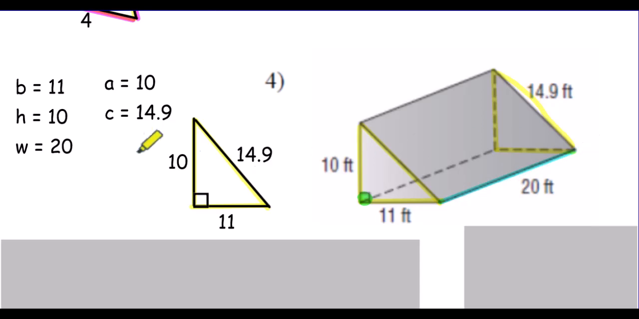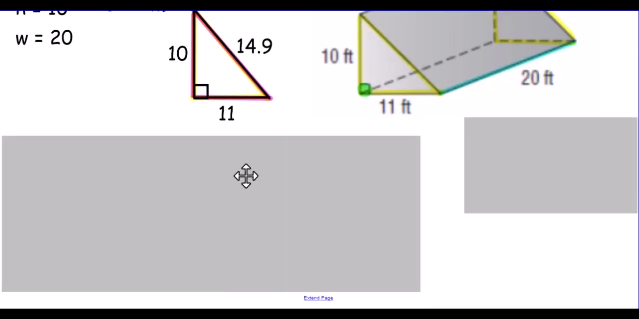Now, identifying A, B, and C, I'm going to use purple or pink here. I've already used B to be 11, so A and C have to be the other two sides I haven't used. So I'm going to let A be 10 and C be 14.9. Now, keep in mind that A and C are also interchangeable, so they can be in a different order. But since I chose B to be 11, I need to use the 10 and 14.9 for my other two sides. So now we just plug them into the formula.